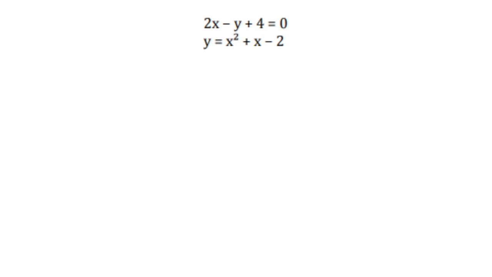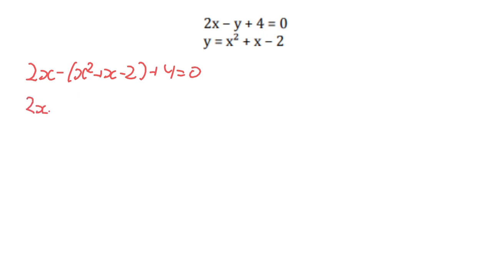Now try this one. Okay, this one was a bit harder, but I'll show you how to do it. Here, I'll also do substitution. You would replace this y over here with this whole thing. So you would get 2x minus, remember to put in brackets so you multiply out the negative, x squared plus x minus 2, and then plus 4, that equals 0.